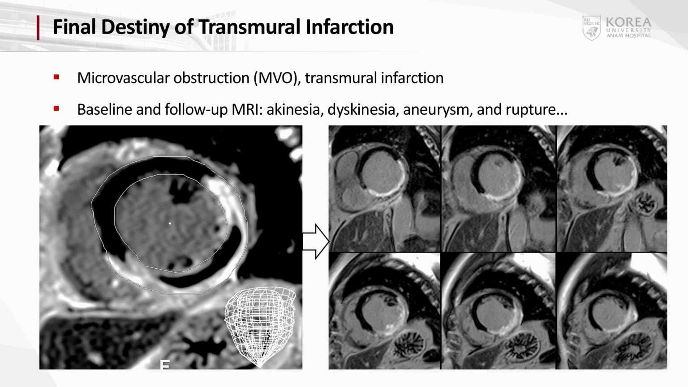This image shows the study before the revascularization, and these 6 images show the follow-up MRI after revascularization at 2 months. After 2 months, this transmural infarct with MVO has progressed to a definite transmural infarction with wall thinning. This wall thinning and the transmural infarction suggest it can be associated with aneurysmal change or rupture in the future during follow-up.